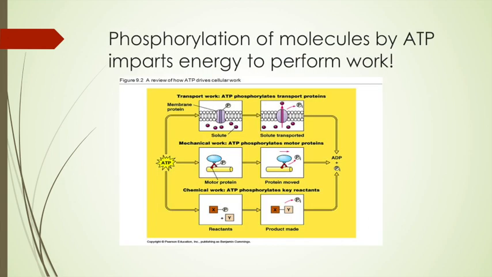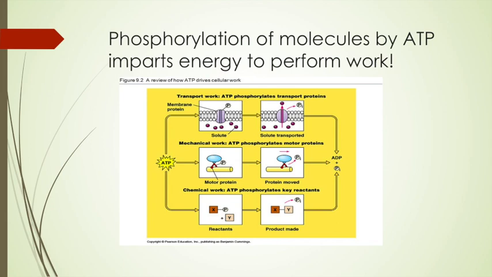In order to do any kind of work within a cell, ATP must be used. The way this works is that one of the phosphate groups on the ATP molecule is transferred to another molecule, a process called phosphorylation. This imparts energy to the system that the cell can use to do work. Here we see three examples.